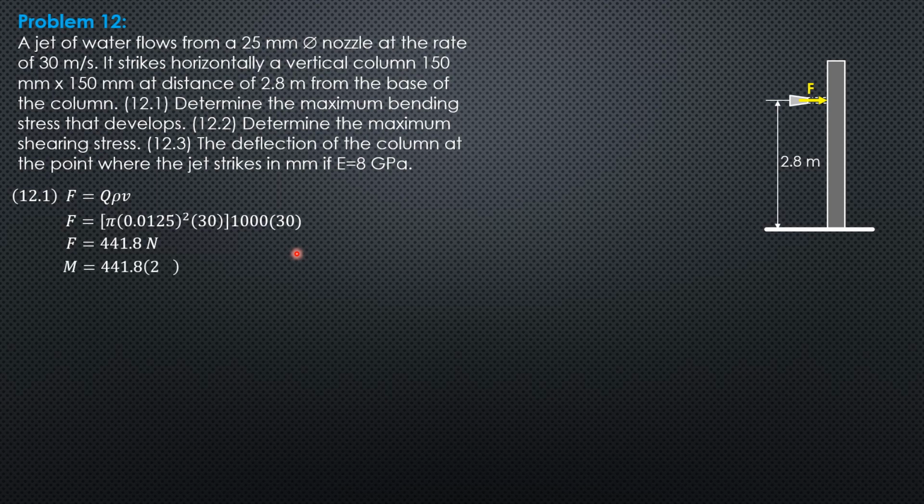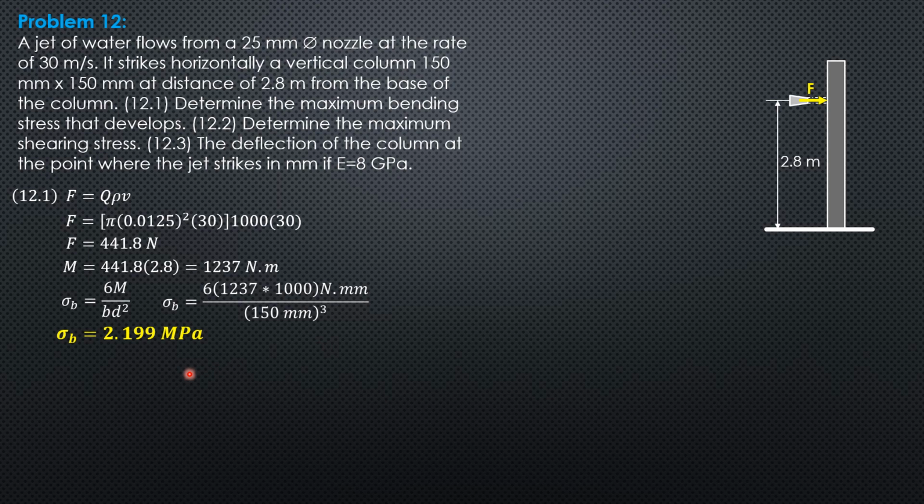So moment is 441.8 times 2.8, so it is 1237 Newton meter. Substitute into the bending stress formula, 6M over bd squared. So 6 times 1237 times 1000 to convert that to Newton mm, divided by 150 by 150 mm squared, so 150 mm cubed. So the unit is Newton per mm square, which is megapascals. So the maximum bending stress that develops is 2.199 megapascals.